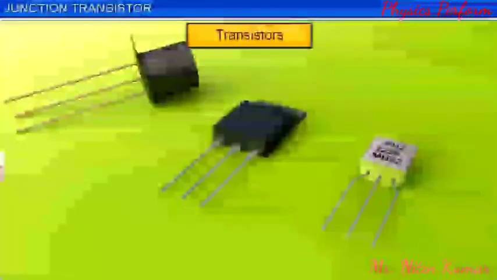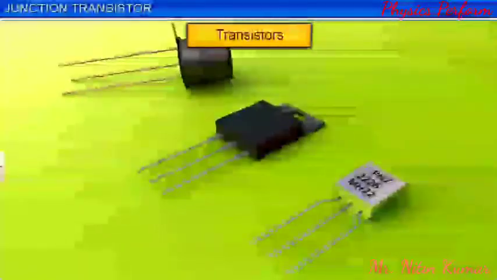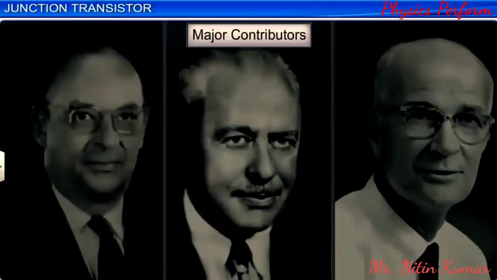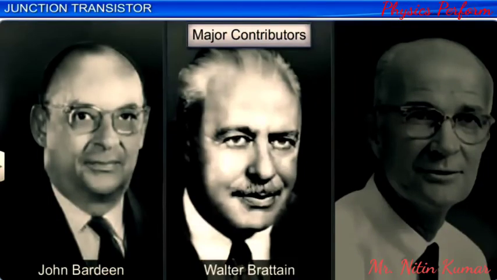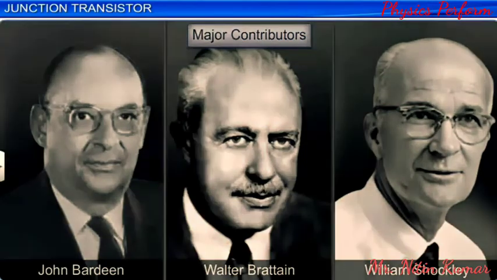A transistor is a semiconductor device used for switching and amplifying electric signals. A point contact transistor was invented by J. Bardeen and Walter Brattain in 1947. The first junction transistor was invented by William Shockley in 1951. There are many different kinds of transistors.